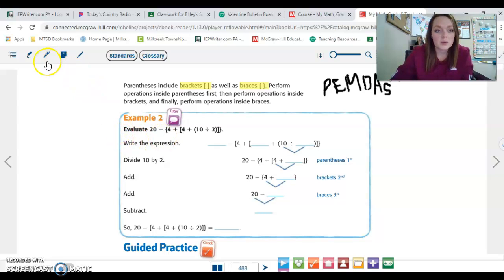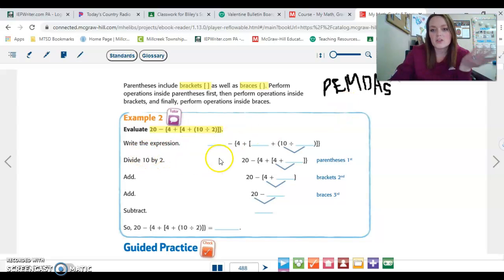Our evaluation that we're working with for our second example, or our equation, is going to be 20 minus brace 4 plus bracket 4 plus parentheses 10 divided by 2, parentheses, bracket, braces. Okay, that sounds extremely overwhelming. Do not let it overwhelm you. We're going to break it down so that it's easy and simple and that you know what to do by using my handy dandy little acronym up here, and we're going to be crossing it out.